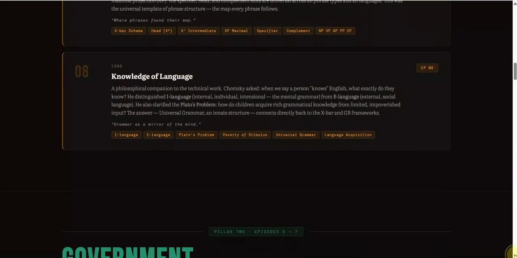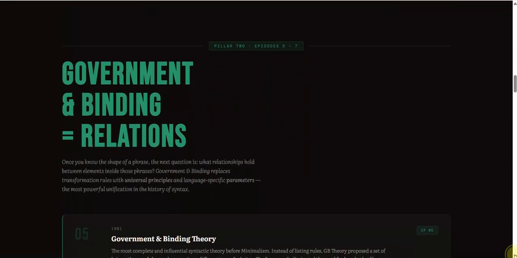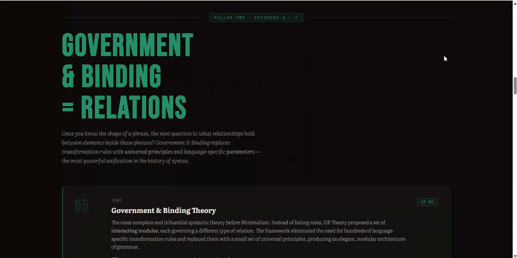Now moving forward, pillar number 2, that is episodes 5 to 7. It is Government and Binding, which is relations. GB. Once you know the shape of a phrase, the next question is what relationships hold between elements inside those phrases. GB replaces transformational rules with universal principles and language-specific parameters, the most powerful unification in the history of syntax. Here we introduced P and P, which is principles and parameters.